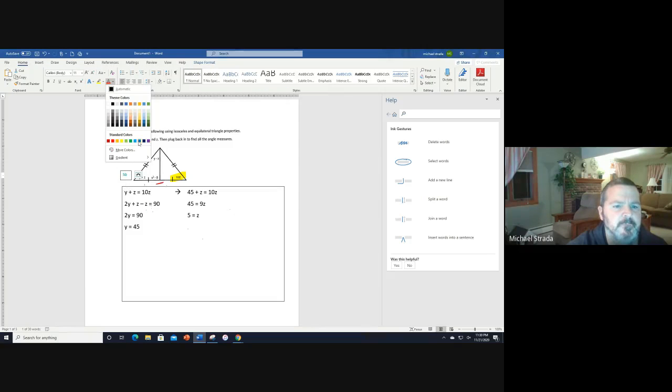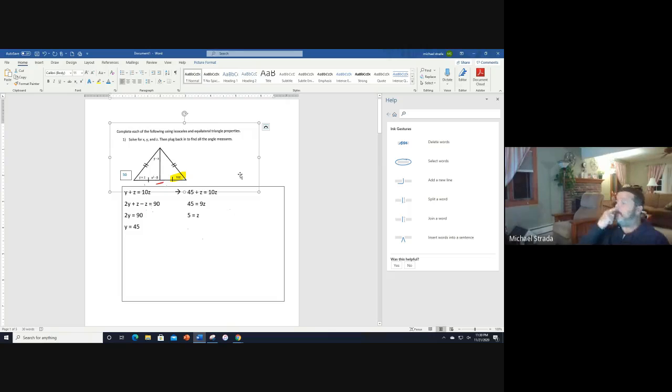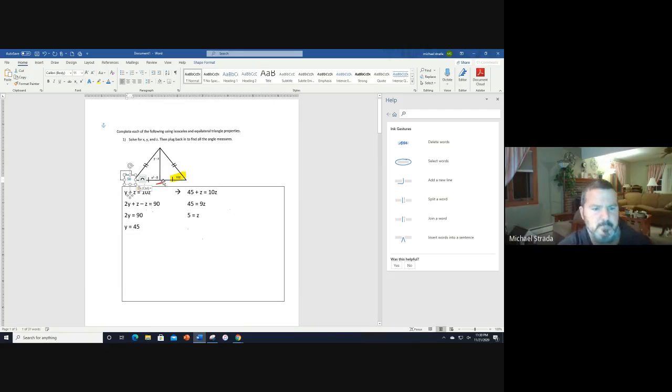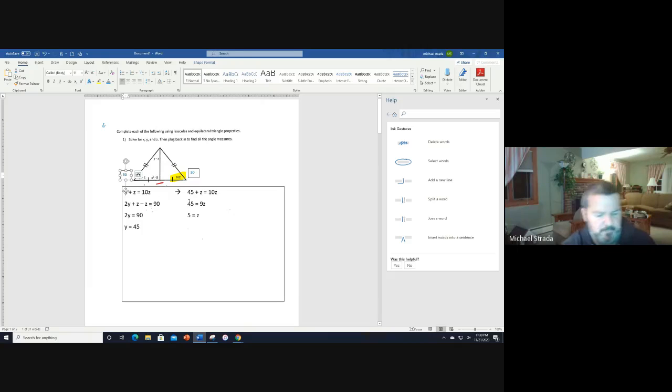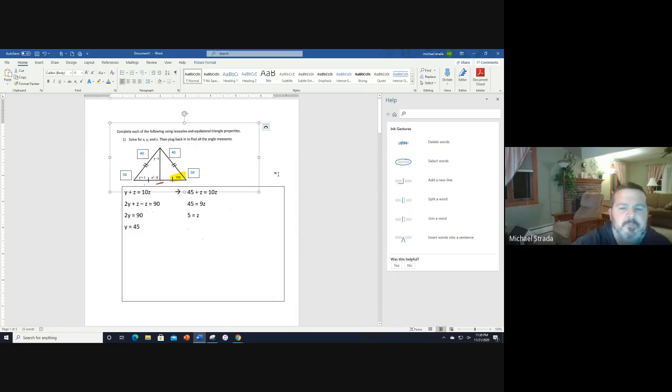So that's going to be my 50 degrees over there. Which means this angle over here is also going to be 50 degrees. So those are both 50. Up here, y minus z, 45 minus 5, is going to be 40. So both of those angles are going to be 40. So I got those.